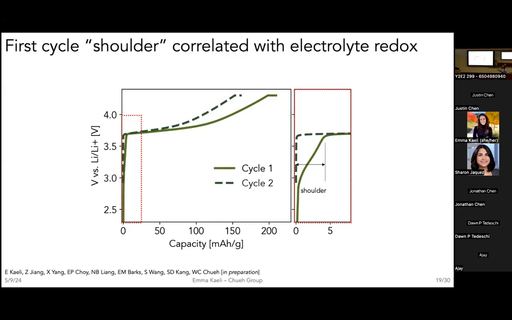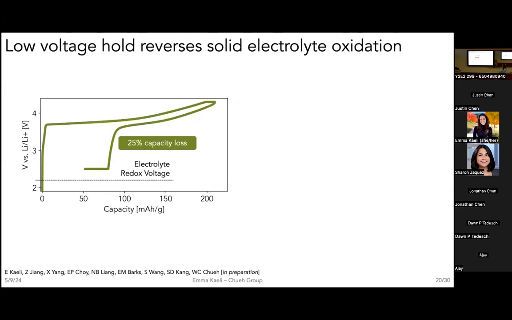So that begs the question: what happens if we do try to discharge the solid electrolyte? Here I'm comparing. If we discharge only to above the electrolyte redox voltage, we have 25% capacity loss. And indeed, if we go below that electrolyte redox voltage, as we expected, we get some capacity back. We now get 10% capacity loss rather than 25% capacity loss. And we don't know how much of that capacity regain comes from solid electrolyte redox or NMC redox. So can we confirm that we're doing some amount of solid electrolyte redox here?